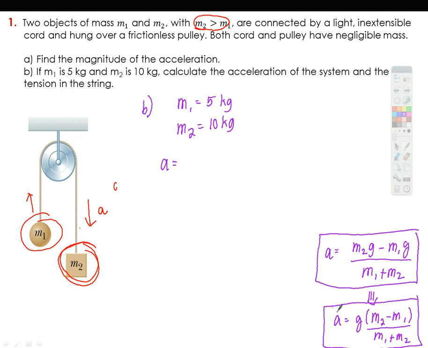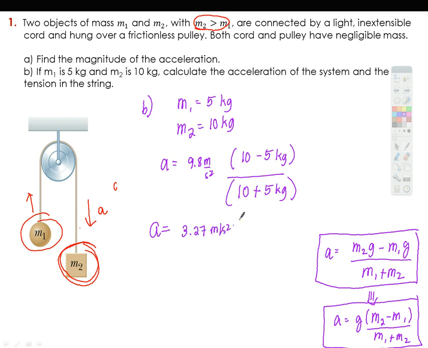A is equivalent, I will use the second one. It's 9.8 meters per second squared, multiplied by m2 which is 10 minus 5 kilograms m1, divided by 10 plus 5 kilograms. And then if you solve this one, the a that you're going to be getting should be equivalent to 3.27 meters per second squared. Okay.